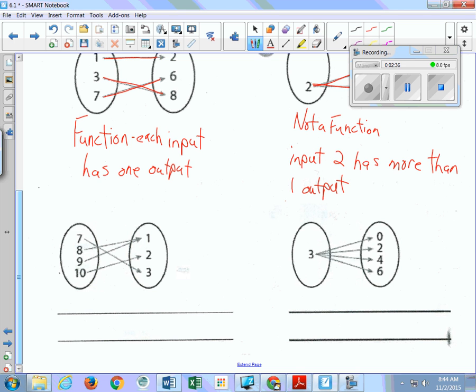7 has one arrow, 8 has one arrow, 9 has one arrow, 10 has one arrow. But what you notice about the output is that 8 and 9 both point to 1. That is okay because each input only has one output. It's okay if different numbers have the same output. So this one is a function, because each input has one output.